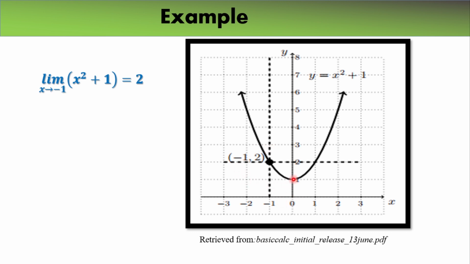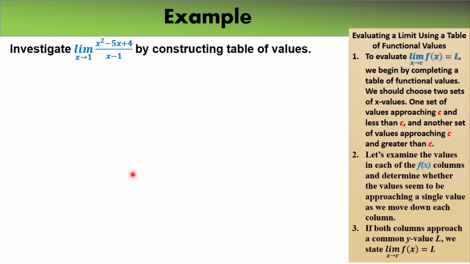So, in this graph, ma-observe natin na as our x approaches negative 1 from the left, papalapit naman ang ating value ng f of x sa 2. At for the right side, as x approaches negative 1 from the right, ang value ng f of x natin ay papalapit sa 2. That's why the limit of our x squared plus 1 as x approaches negative 1 is equal to 2. So, let's try another example.